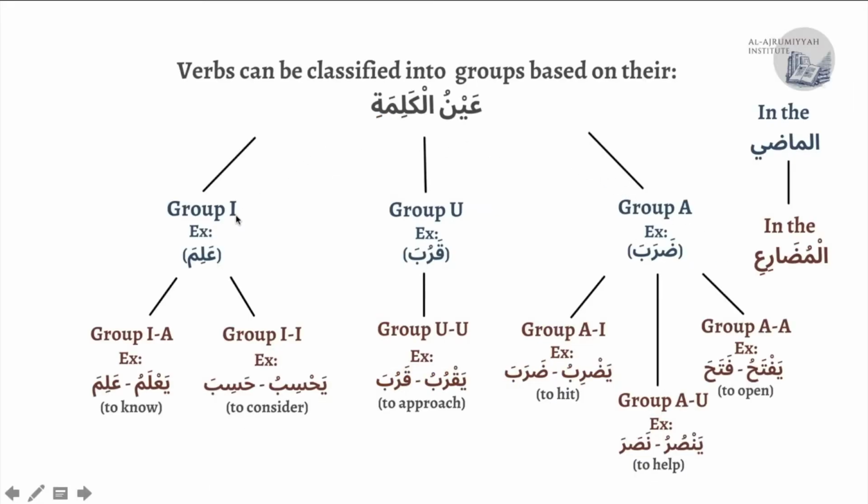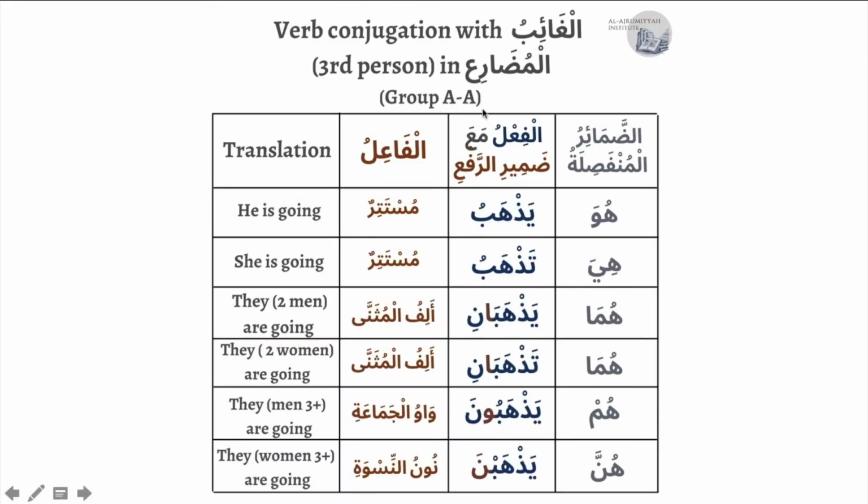If it's part of group E, it can either be EA, 'alima becomes ya'alamu, or EE, hasiba stays as hasiba, or UU, always UU, قرب يقرب. Or if it's part of group A, it can be AE ضرب يضرب, AU نصر ينصر, or AA فتح يفتح. So you have to look at which group the verb is part of to make sure you know how to conjugate it. Now, ذهب is part of group AA, which means the ayn kalima, the ha there, also stays fatha, يذهب.